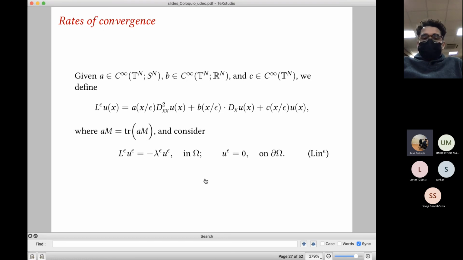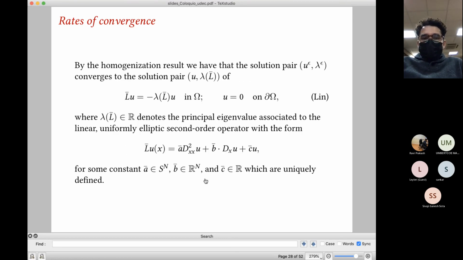So we consider the principal eigenvalue as before. We have the previous homogenization result for this problem as well, showing that the eigenvalues and the eigenfunctions converge to a solution pair of the principal eigenvalue problem for the effective linear Hamiltonian L bar. And also we can explicitly average the coefficients A, B, and C. At this moment, that might not be so relevant.